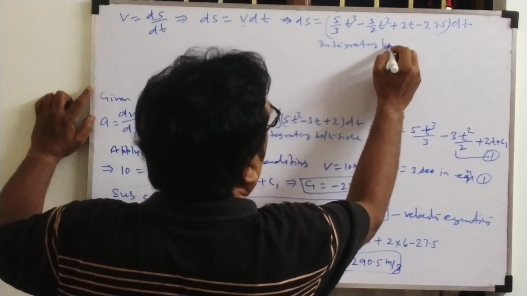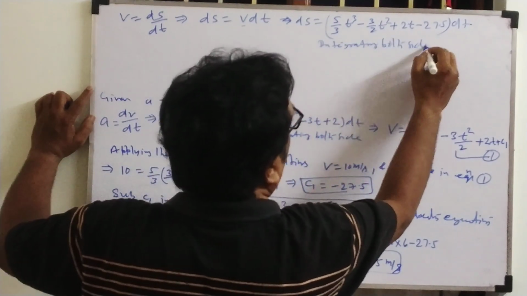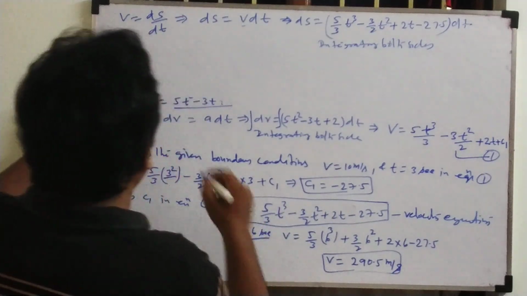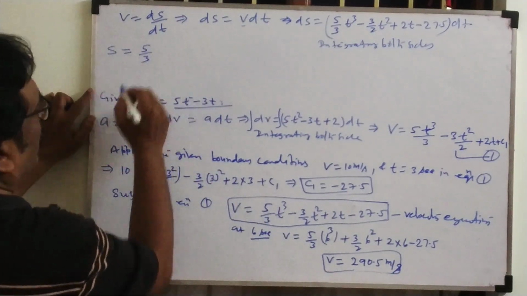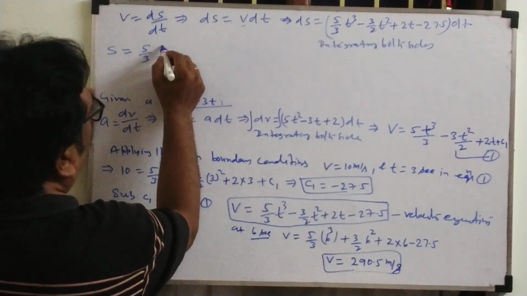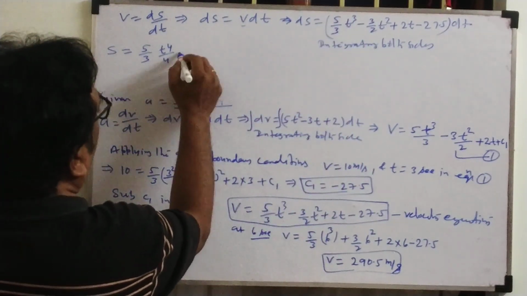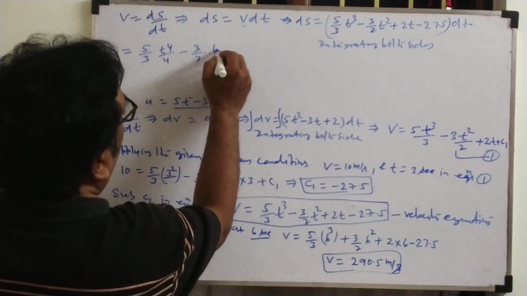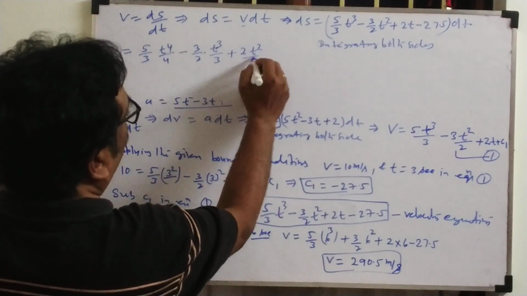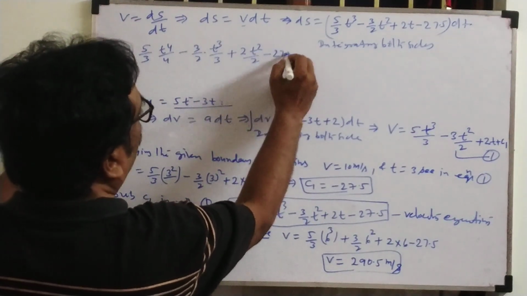Integrating both sides, so what will we get here? S is equal to 5 by 3 as it is, right? 5 by 3 t cube, so t power 3 plus 1, that is t power 4 by 4, minus 3 by 2 t power 3 by 3, plus 2t square by 2, minus 27.5 constant.